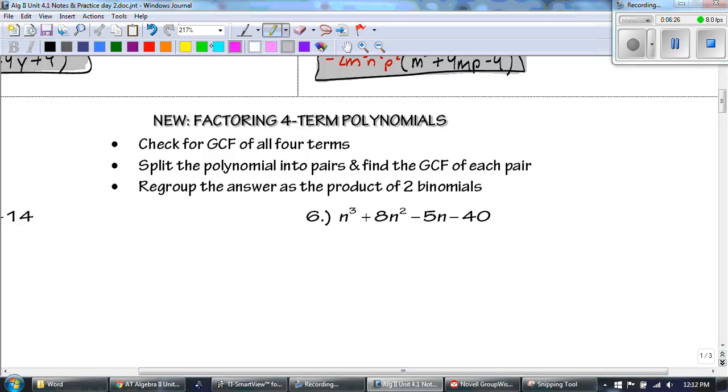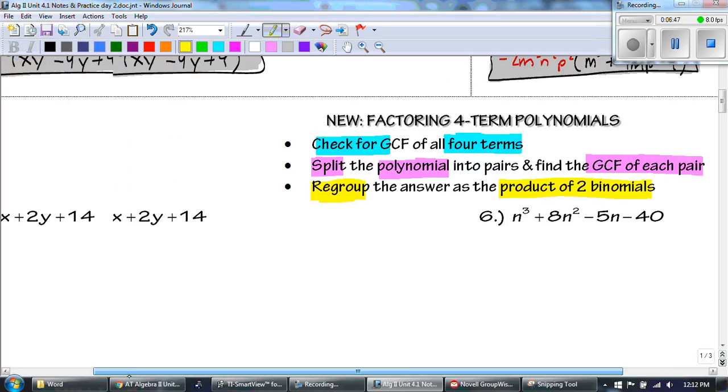So the first thing we want to do is check for GCF between all 4 terms. So beginning, check for GCF. After that, we're going to split the polynomial into 2 pairs and find the GCF of each pair. And the last thing is we have to regroup the answer as the product of 2 binomials. All right, don't be scared, it's not that hard.